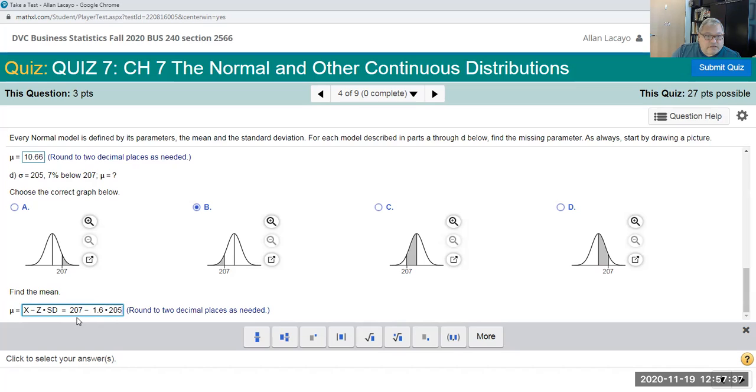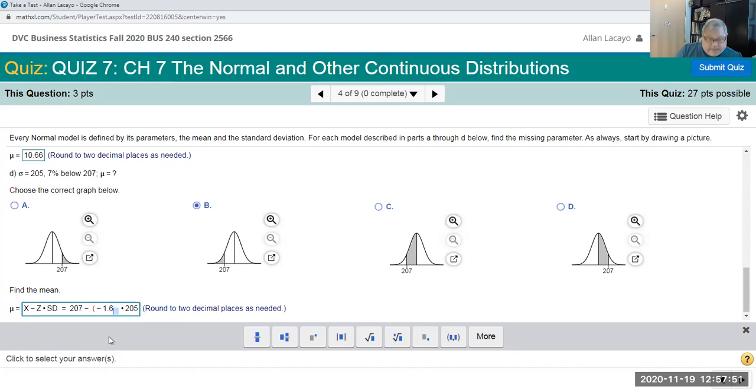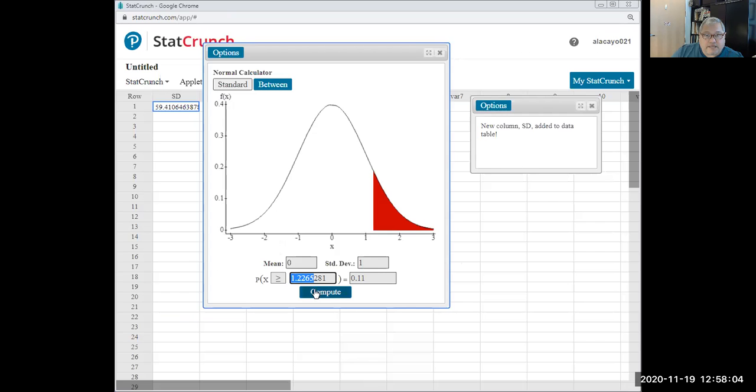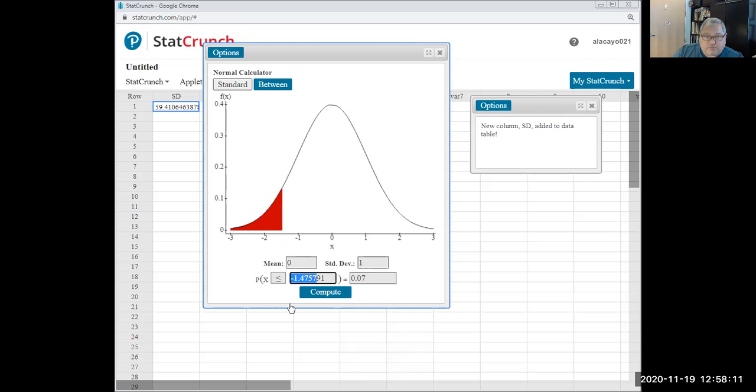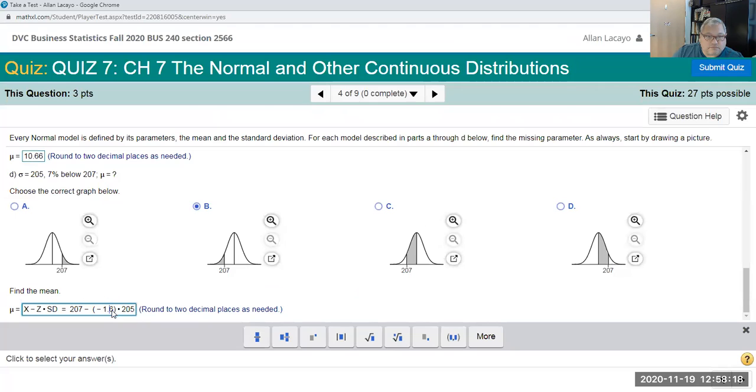Okay, so the mean is minus times a minus 1.6. Okay, so where did I get this negative 1.6, folks? I get this by plugging it into the calculator. Okay, so I'm going to go back to the normal calculator and finding the 7% on the less than side. And that's minus 1.48. You'll notice that the negative and the negative give you a plus.